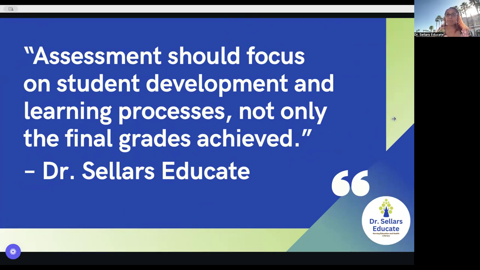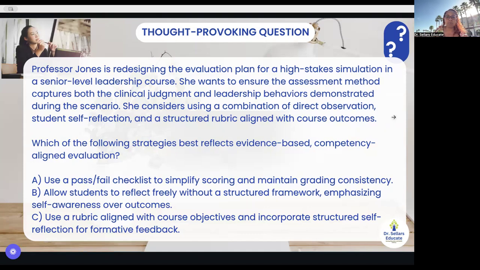We like this quote, so we wanted to share it with you all. Assessment should focus on student development and learning processes, not only the final grades achieved. Now, we know final grades are an important element, so that is quantitative feedback, but we also want to engage in that qualitative feedback. We don't want our students to be surprised when we get to the end of a course that they have not achieved success. We're giving them feedback. We're engaging in the learning process as a facilitator. We're partnering with our students to move forward on that learning journey, just like Kolb's experiential learning theory talks about.